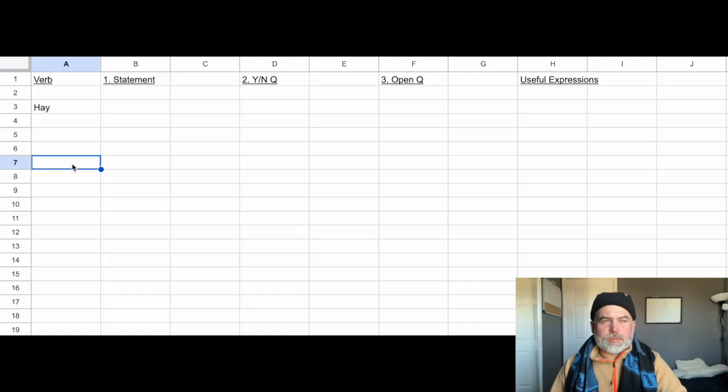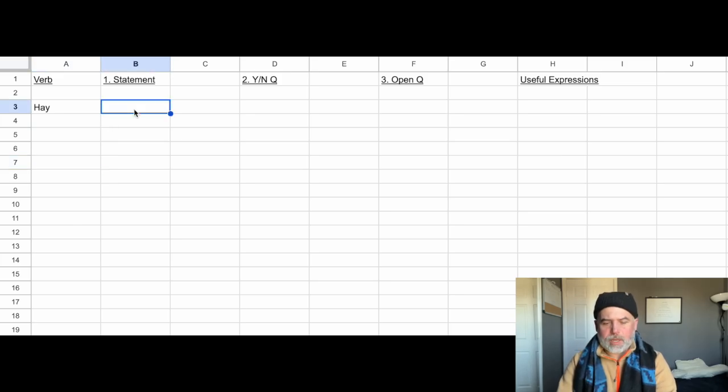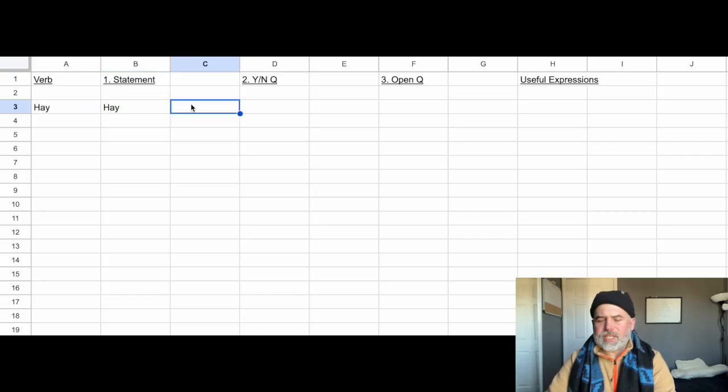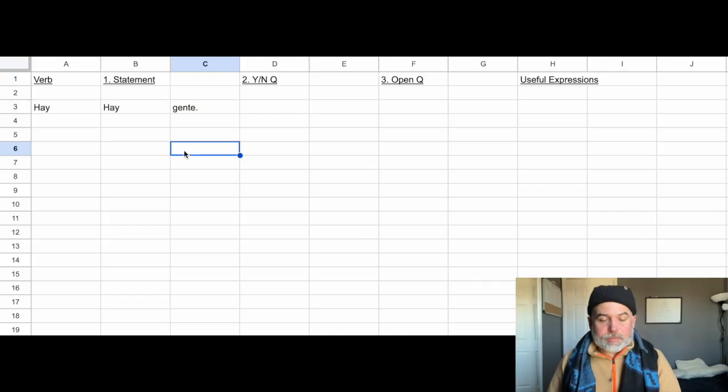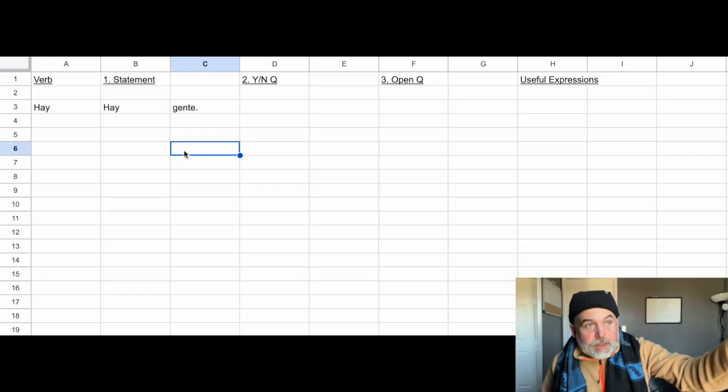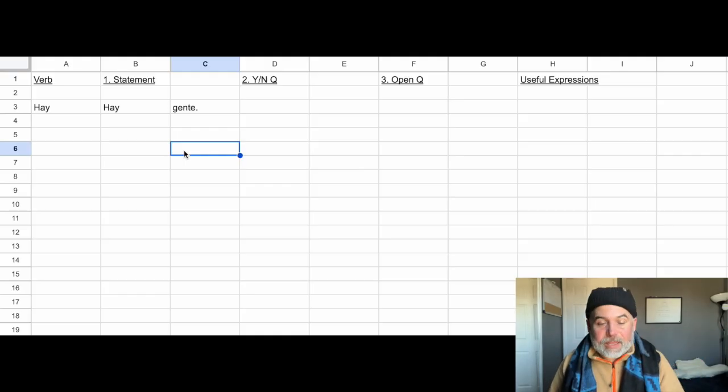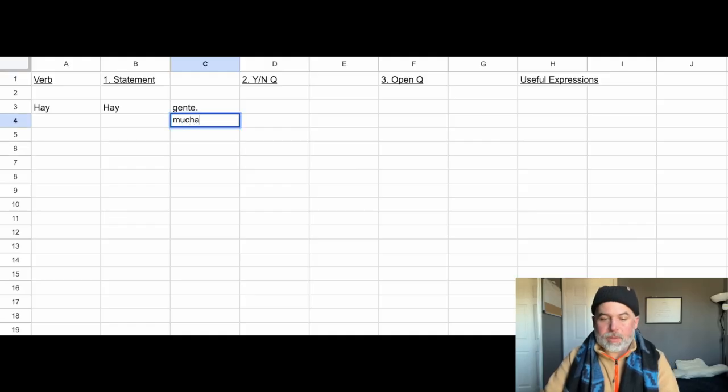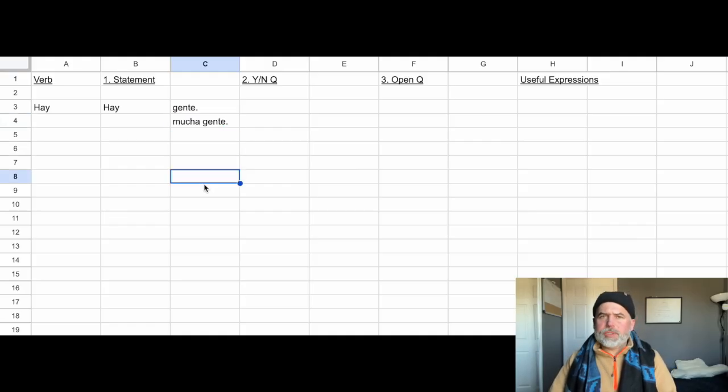Hay works with nouns. It says there are. What are nouns? Person, place, thing, right? People, places, and things. People. Let's get the word for people. Gente. Say it with me. Gente. There are people, right? Hay gente. A lot of people. Hay mucha gente.